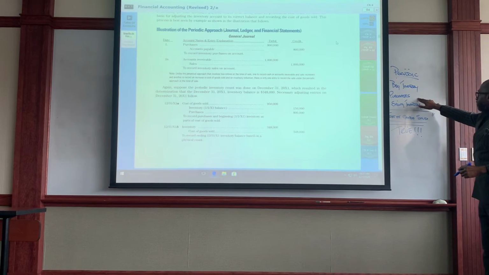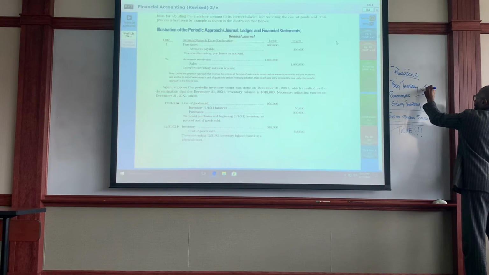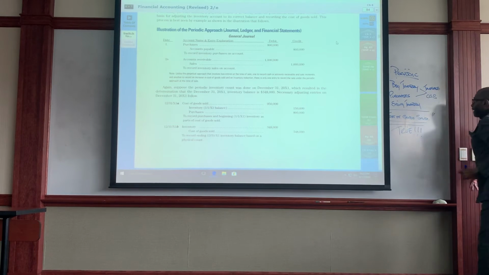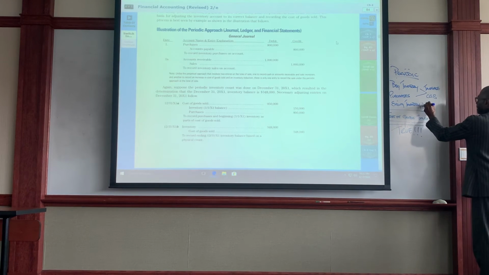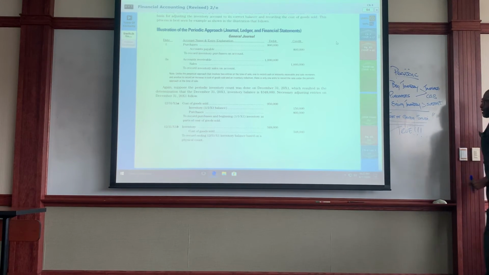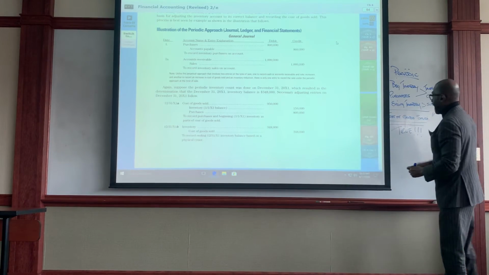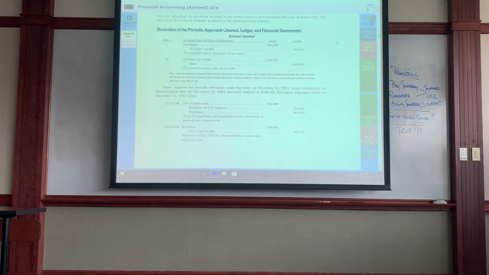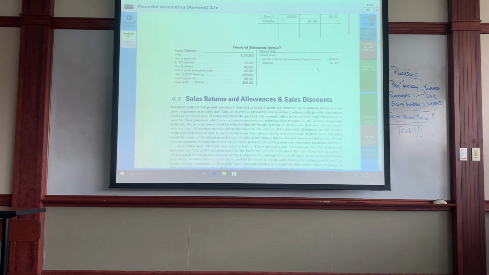Write this formula down, because this formula you need to understand under the periodic method. Beginning inventory plus purchases, these two increase cost of goods sold. Then you subtract this out from cost of goods sold. And then you get the true balance in what cost of goods sold is.